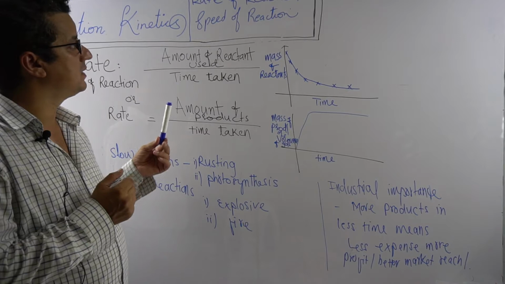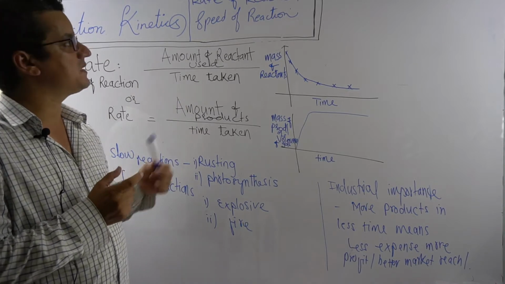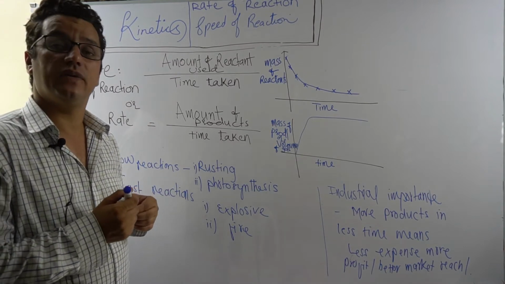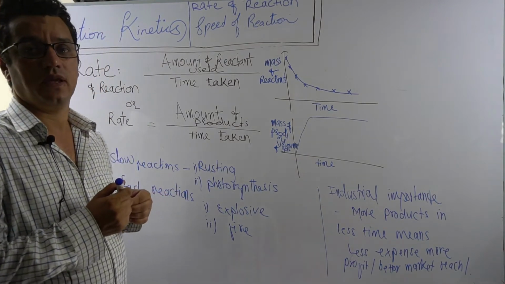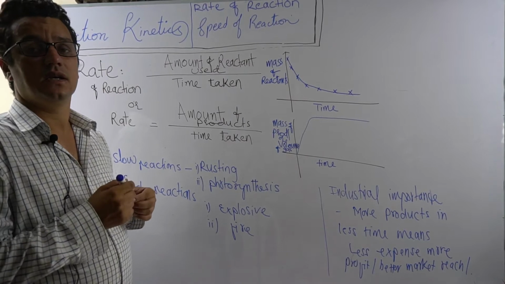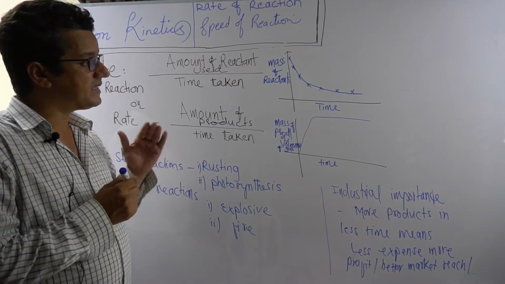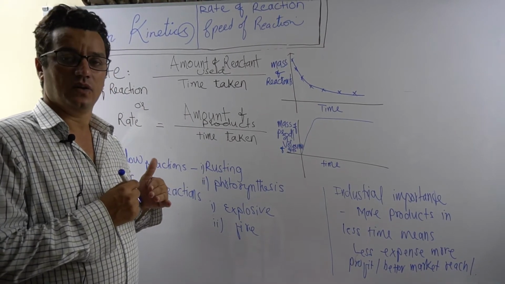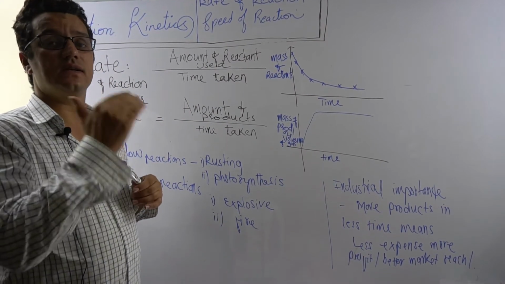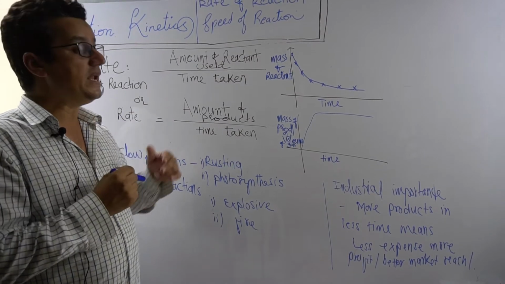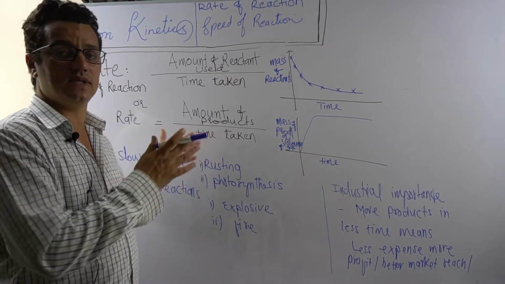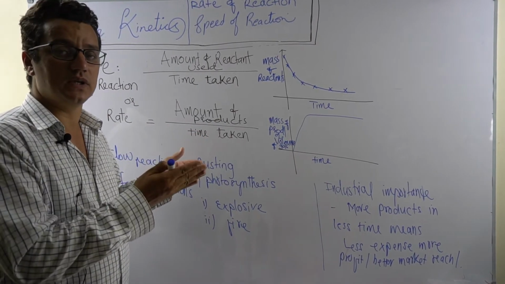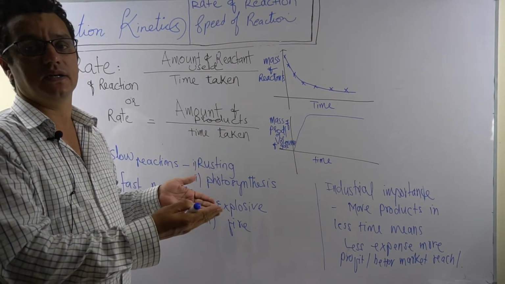Reaction kinetics, or rate of reaction, or speed of reaction, is a topic that is very important for an industrial chemist, because in industries they need to maximize the speed of reaction and optimize the rate of reaction. So the reactions go at a nicer pace, with less fuel consumption, less time taken, less labor used, more products formed, and more shipment to the market.